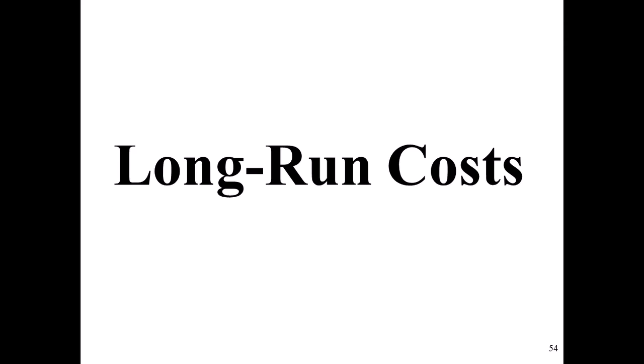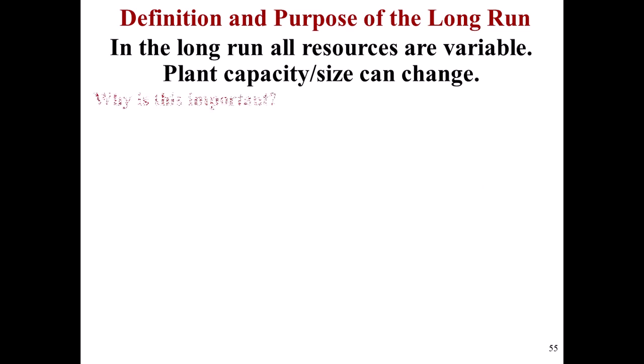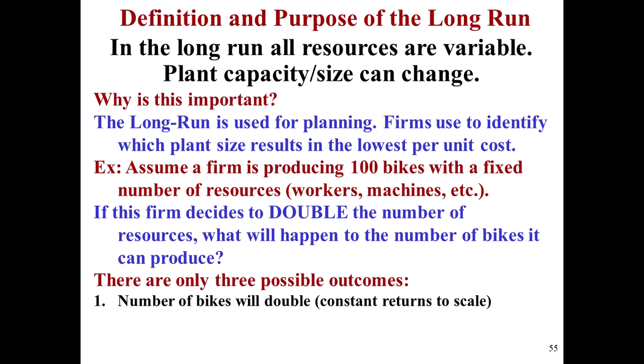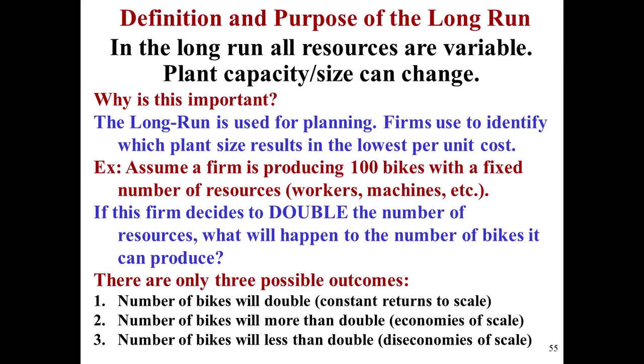Now let's look at some long-run costs real quick. Again, the long run, it's when things can change. You can buy more resources. You can get more resources. Okay, to make it simple, only 3 things can happen when you increase your resources. You can get back what you put in, or you can double. You can more than double, right? Or you can less than double.